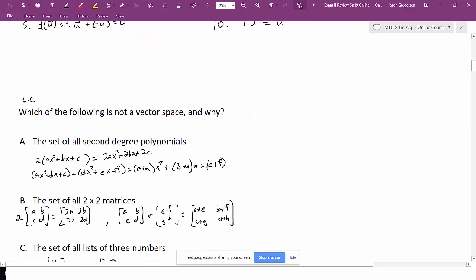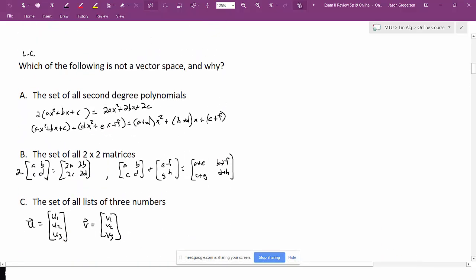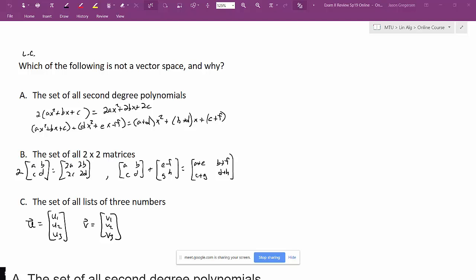Okay, so let's see if we can do that with our 3 big things to test. I've got 3 sets to consider here, and this is our first Learning Catalytics question. Consider the set of all second-degree polynomials, where we add and scalar multiply the same as we always do with polynomials, the set of all 2 by 2 matrices, and the set of all lists of 3 numbers. One of those sets is not a subspace. The other 2 are. Which of the following is not a vector space?